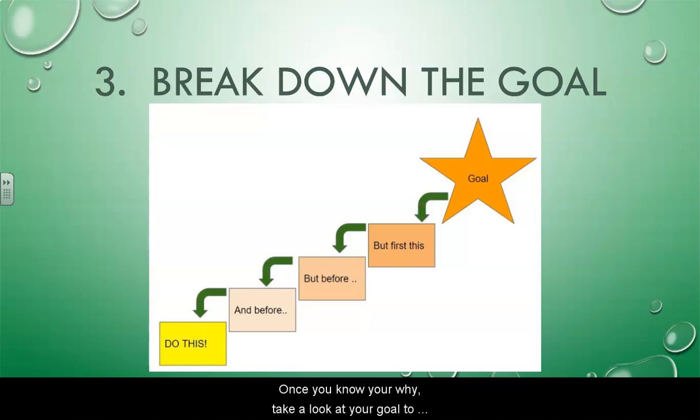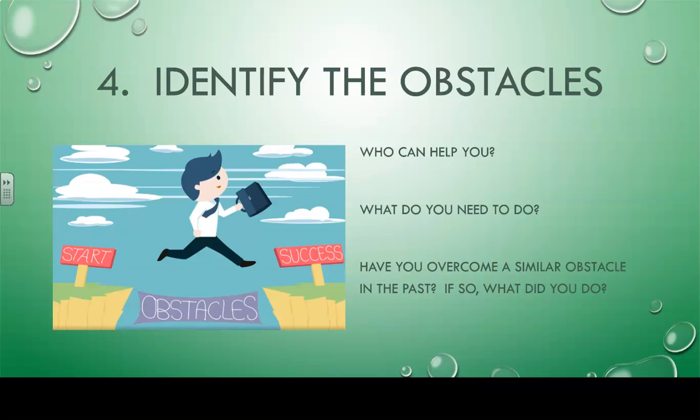Once you know your why, take a look at your goal to see if it needs to be broken down into smaller pieces. Most goals are initially too big to handle all at once. Breaking big tasks into several smaller chunks makes it more likely that you will make it to the end. It also allows you to check your progress as you go versus simply waiting until the deadline you have set to evaluate your progress.